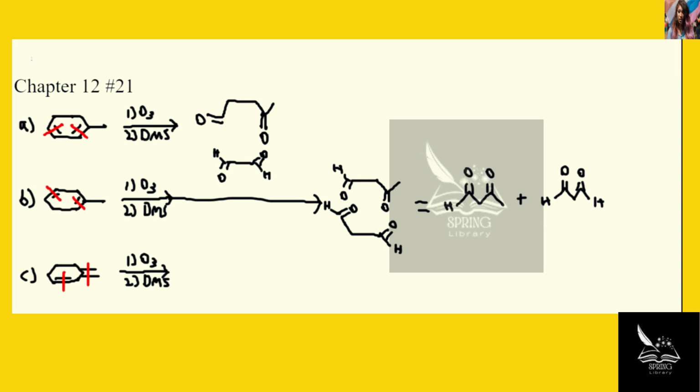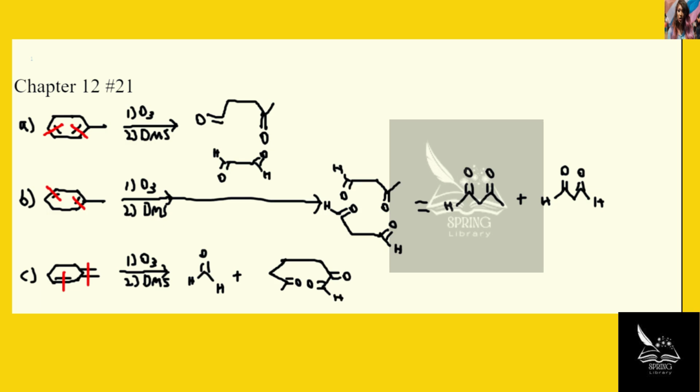Looking at C, here we're cleaving one double bond that's in the ring and one that is exterior to the ring. The part that's exterior to the ring, this part, we're going to get just one carbon out of. So we're going to get an equivalent of formaldehyde, which there it is. And then we'll also get this. Okay, and so there we go.